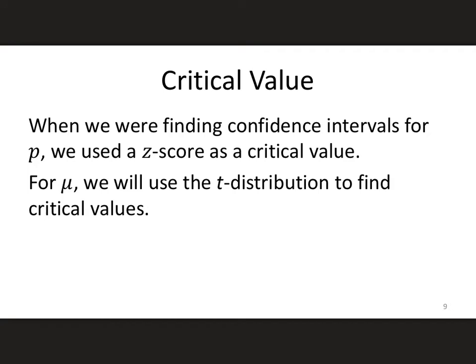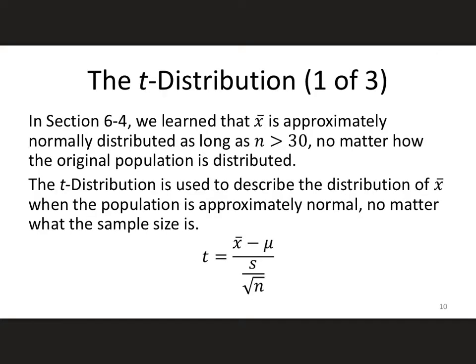The critical value, when we were finding confidence intervals for p, we used a z-score as a critical value. For mu, we are going to use the t-distributions to find the critical values. In 6.4, we learned that x bar is approximately normally distributed as long as n is greater than 30, no matter how the original population is distributed.